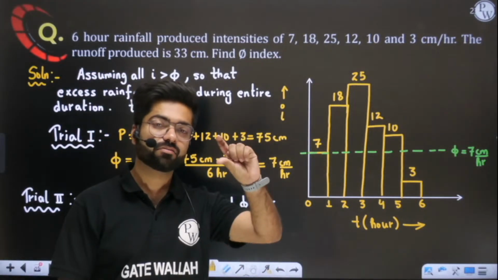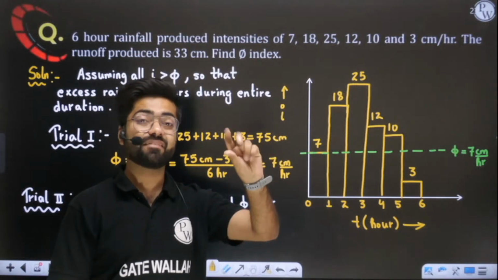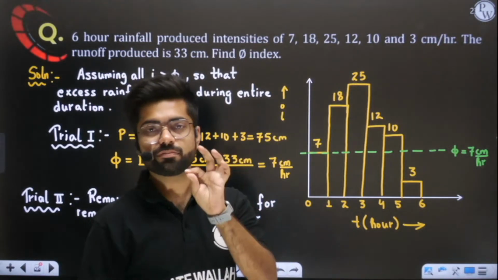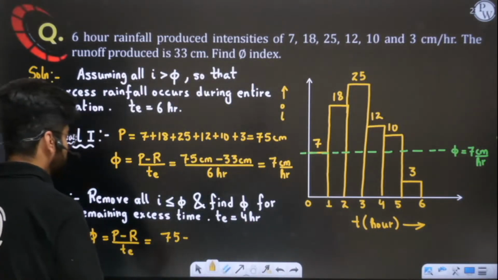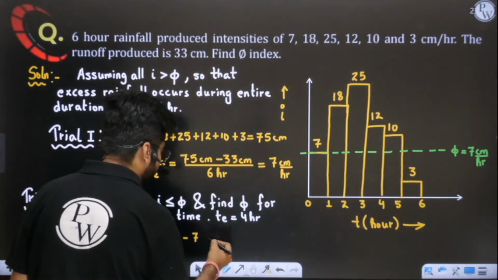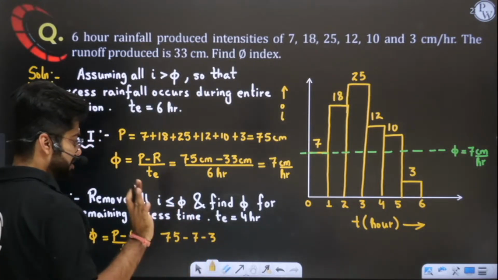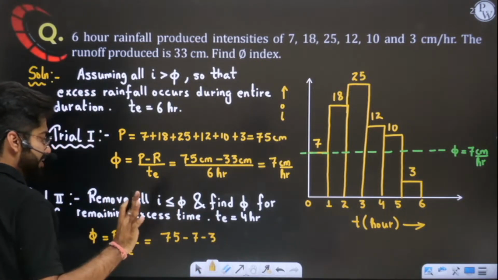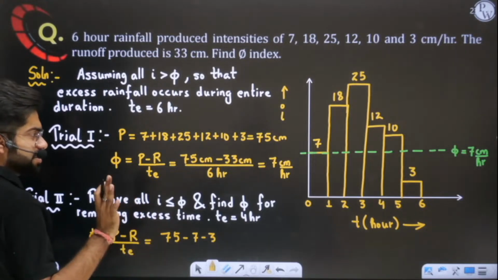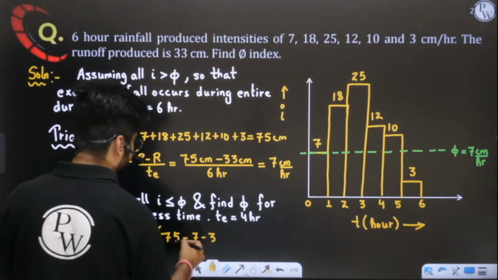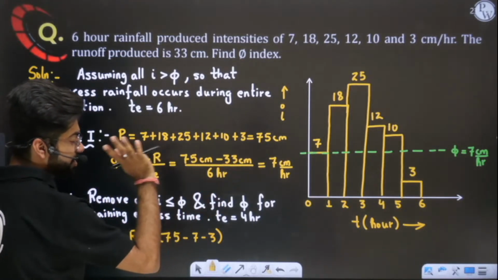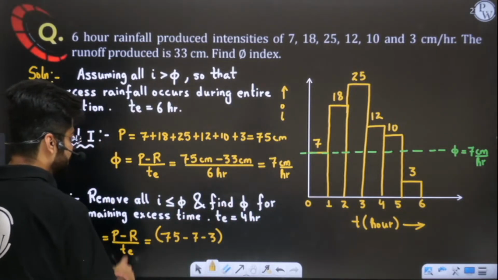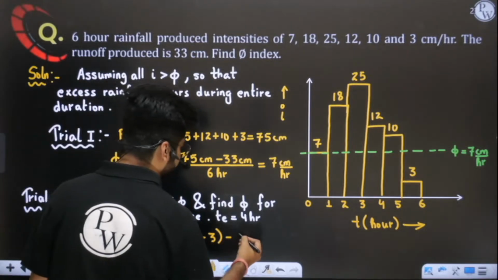See, the concept is that phi value will only be calculated when you have excess rainfall. So I have to remove this 7 and this 3. Wherever you don't have excess rainfall, remove it for sure. From the total precipitation, I have removed the first hour rainfall and the last hour rainfall, 7 and 3. Runoff will be the same.